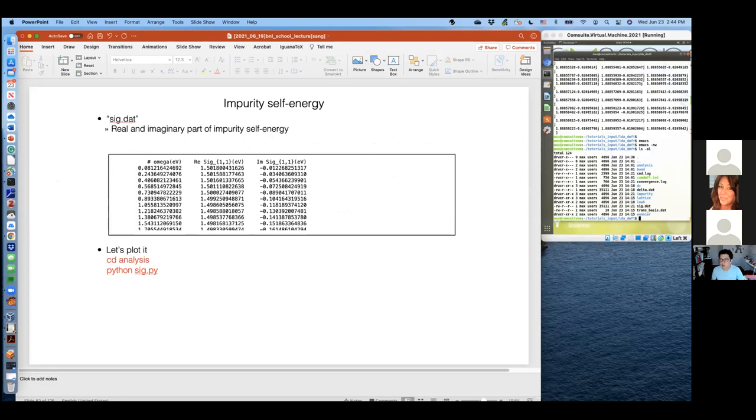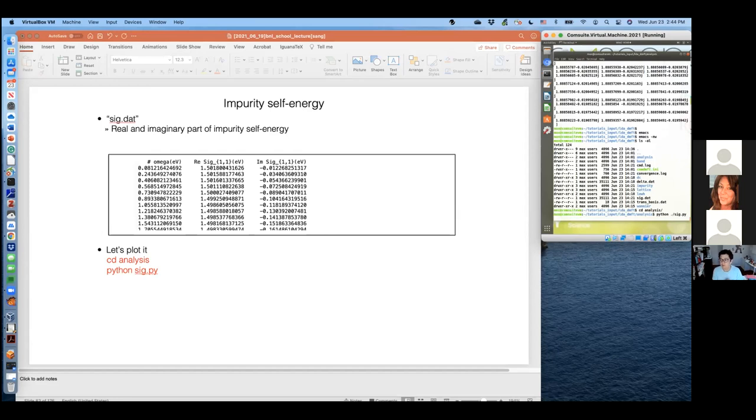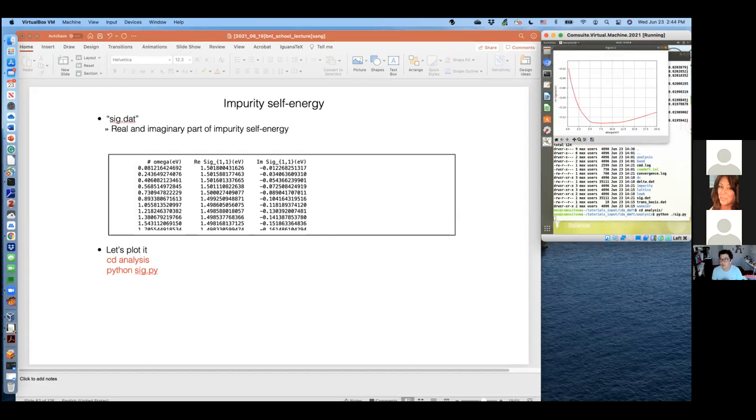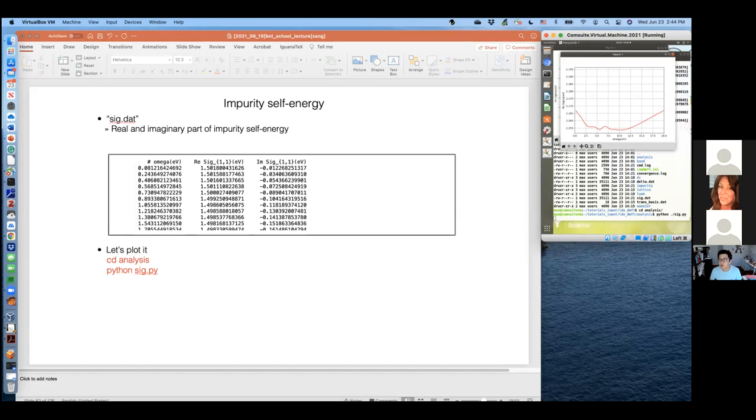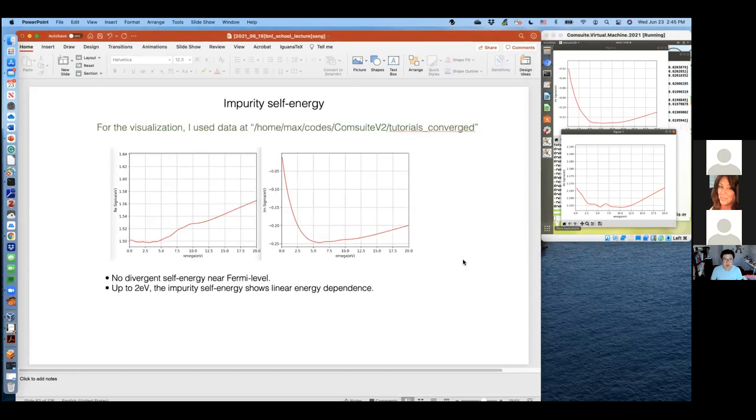So let's plot it. To plot it, what you need to do is go to the analysis directory. Oh, I think I moved it. So in my case, I should go like this and just run the Python script like this. Then you will see how the self energy looks. This is the raw result I got from one iteration. However, if you run it self-consistently and get the convergent solution, then this is the answer.